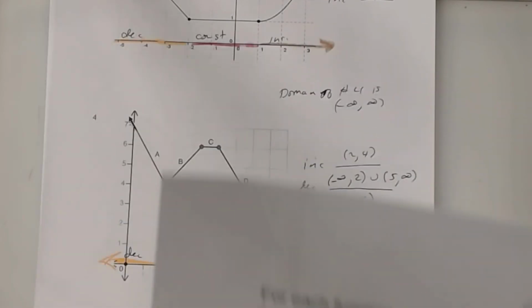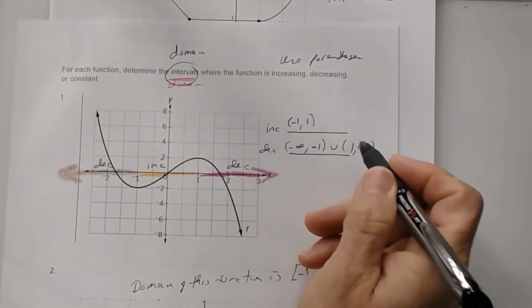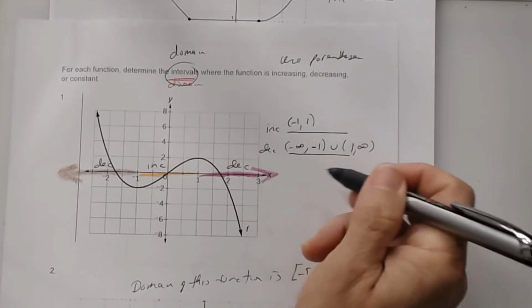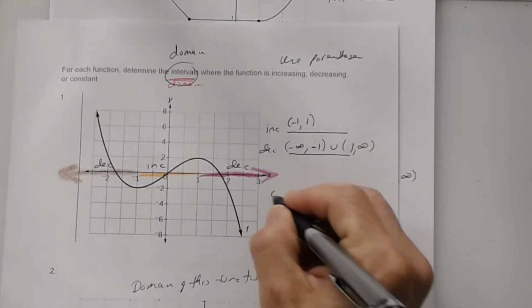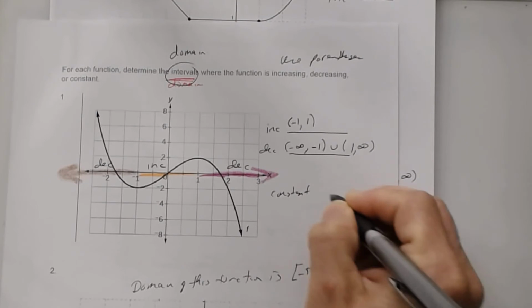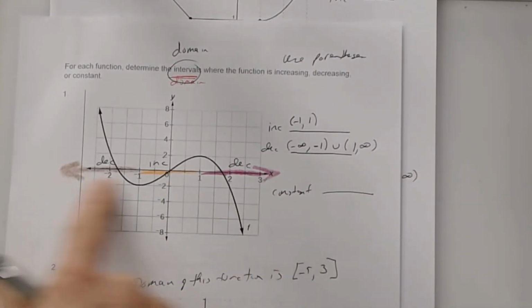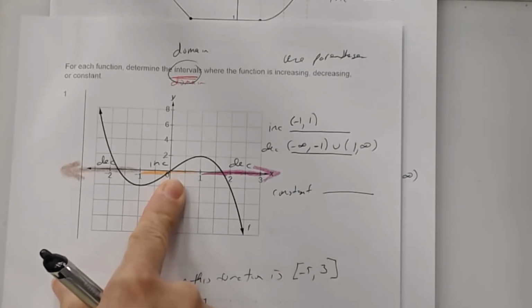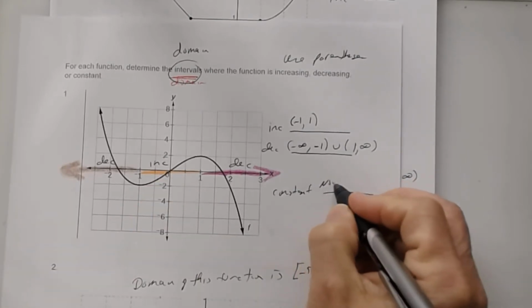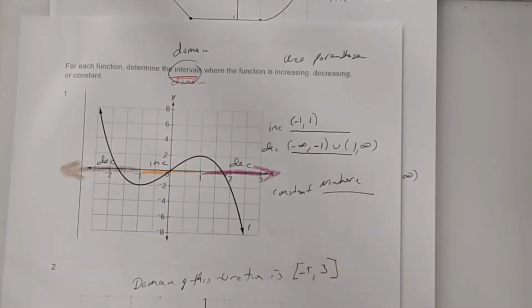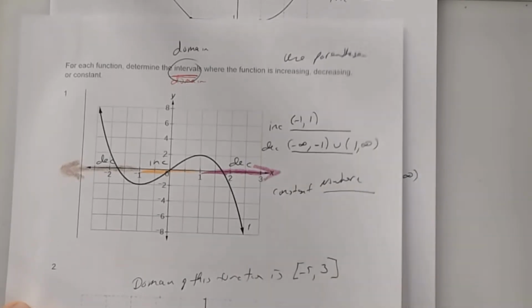Now, let me go back to number 1 real quick, because on the worksheet, it'll say increasing blank, decreasing blank, constant blank. So where was it constant? Nowhere. So you say nowhere. Make sure you put the word nowhere if it doesn't apply.